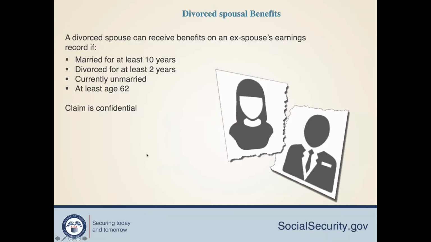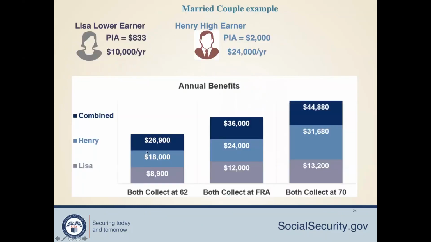But it is confidential. How do they know each other? Okay, so here they have given some example, right? So I think we all understand that, but FRA they start collecting. So Henry started collecting 24,000, and Lisa 12,000, 36,000, right? But both are collecting at 70 because this one the 31,680, but it is still not full 50% because that is maxed at FRA.